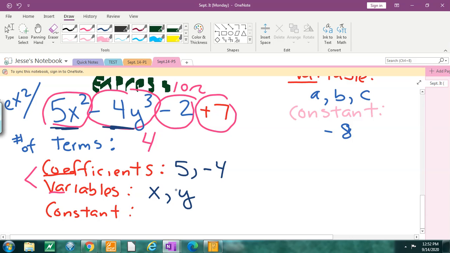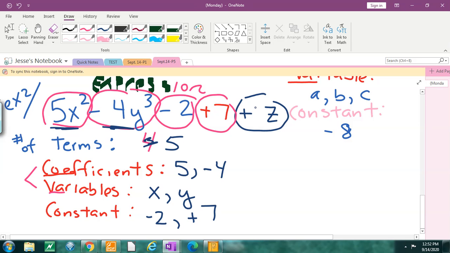And what's your constant? The one that's by itself, the number with no letter, is what, Carlos? -2 and +7. Yeah, very good. You see the difference? Now, what if I add a z, plus z? Now this is going to be another term, so the 4 is going to be a 5. But what's my coefficient? There's no number in front of it. So is it 0 or your imaginary 1?